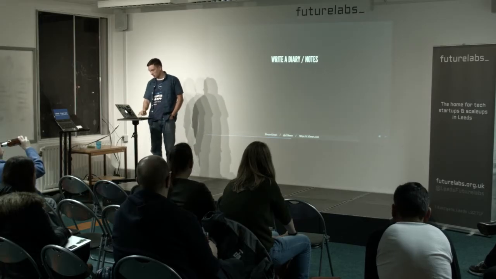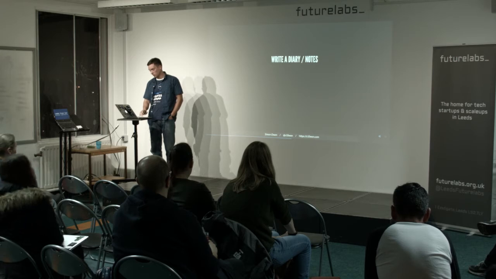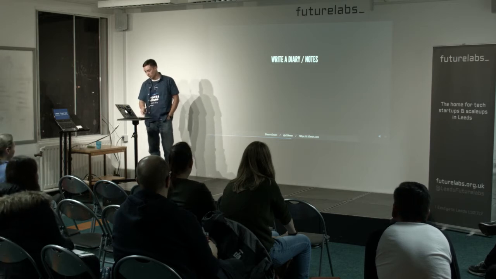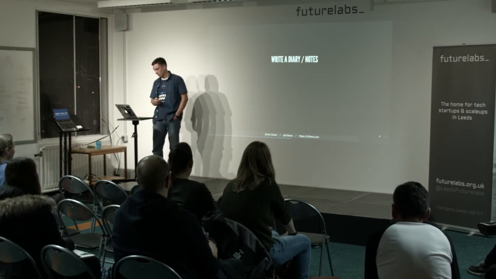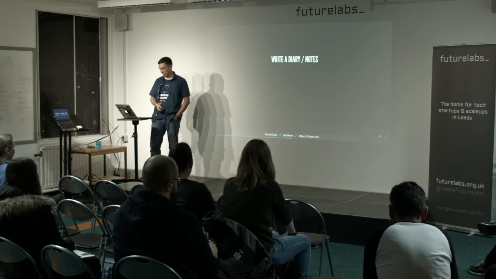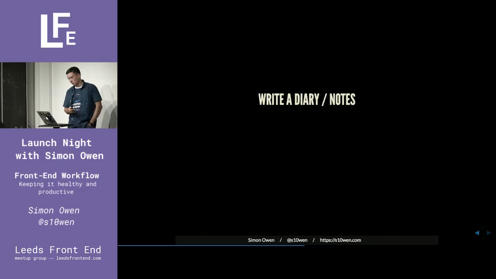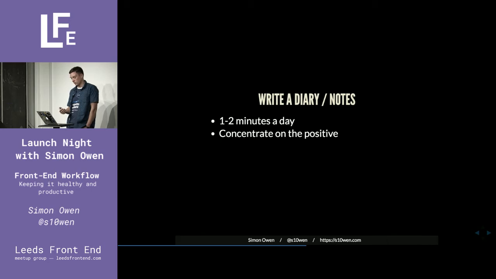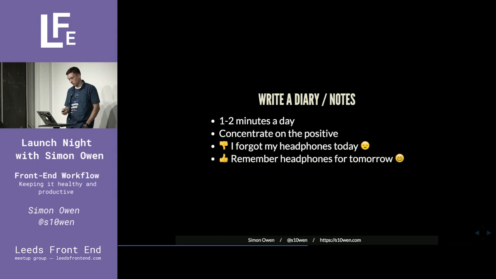As well as meditation, something else that I started doing was writing notes. I've tried to pick this up again. I did stop doing it, but I really find that it's very beneficial being able to go back over these notes. So what I do is I spend about 1 to 2 minutes a day and I just write some quick bullet points. And I try my best to be positive. So for example, instead of writing something like, oh no, I forgot my headphones today, that was rubbish, I rephrase it to say, remember my headphones for tomorrow, this will be better. So just flipping it on its head.